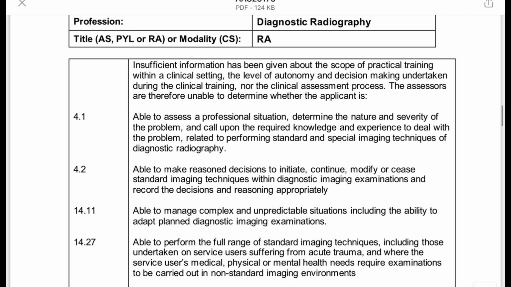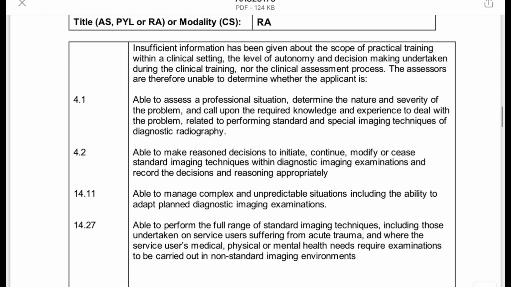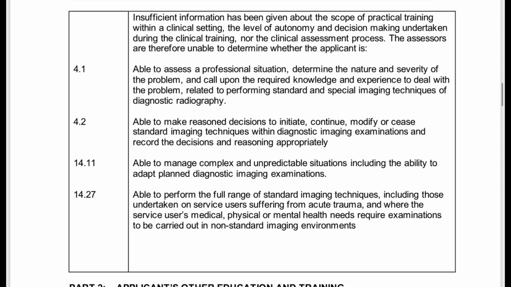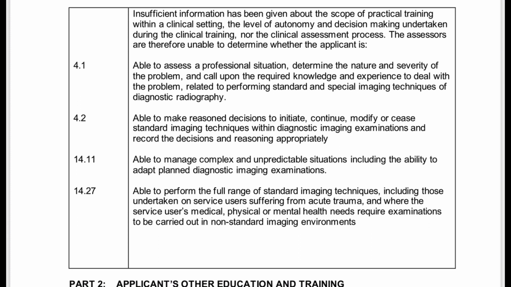And here, why does the qualification not meet the standard? They have outlined some of the points there, like insufficient information has been given regarding scope of practice training: able to assess a professional situation or not, determine the nature and severity of the problem, able to make reasoned decisions, able to manage complex and unpredictable situations, able to perform the full range of standard imaging techniques. So basically, in this PDF file they will outline the points that are lacking in your application, and they will also mention what the areas of concern are and what they exactly want from you to submit as a response to the further information required.